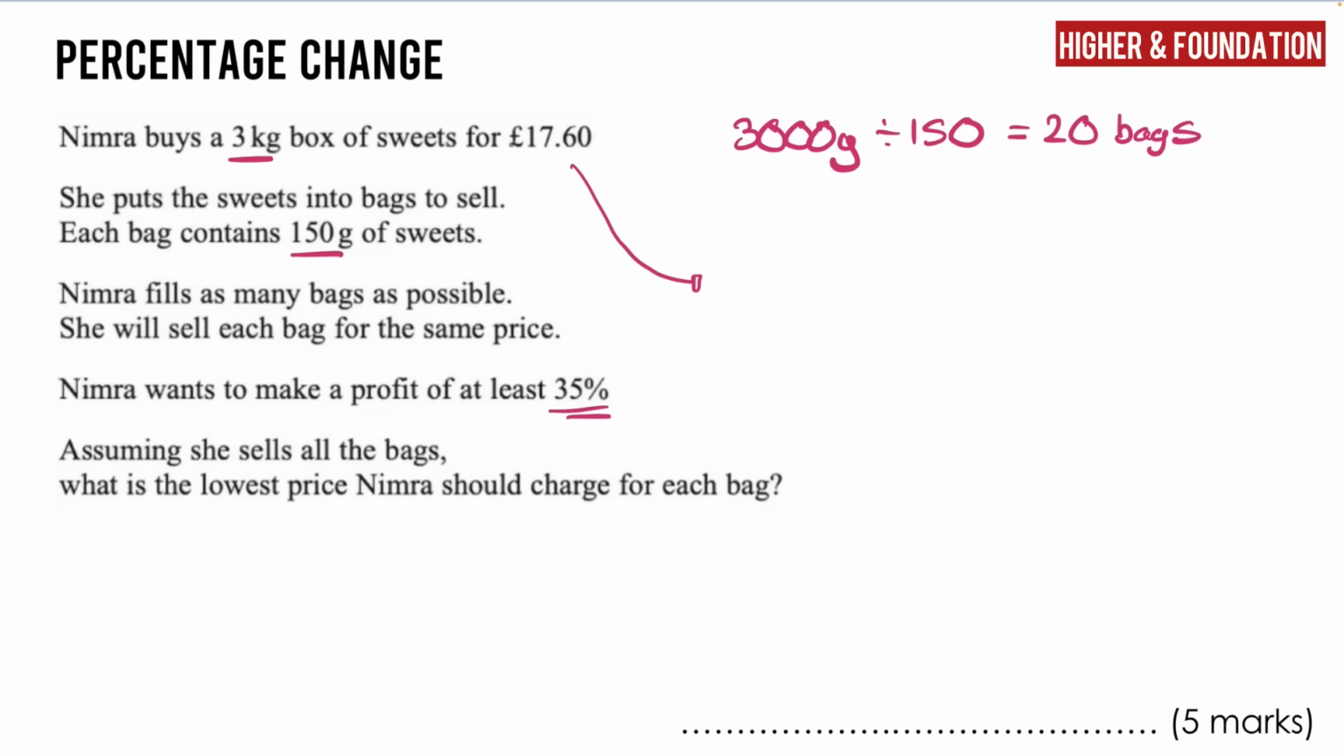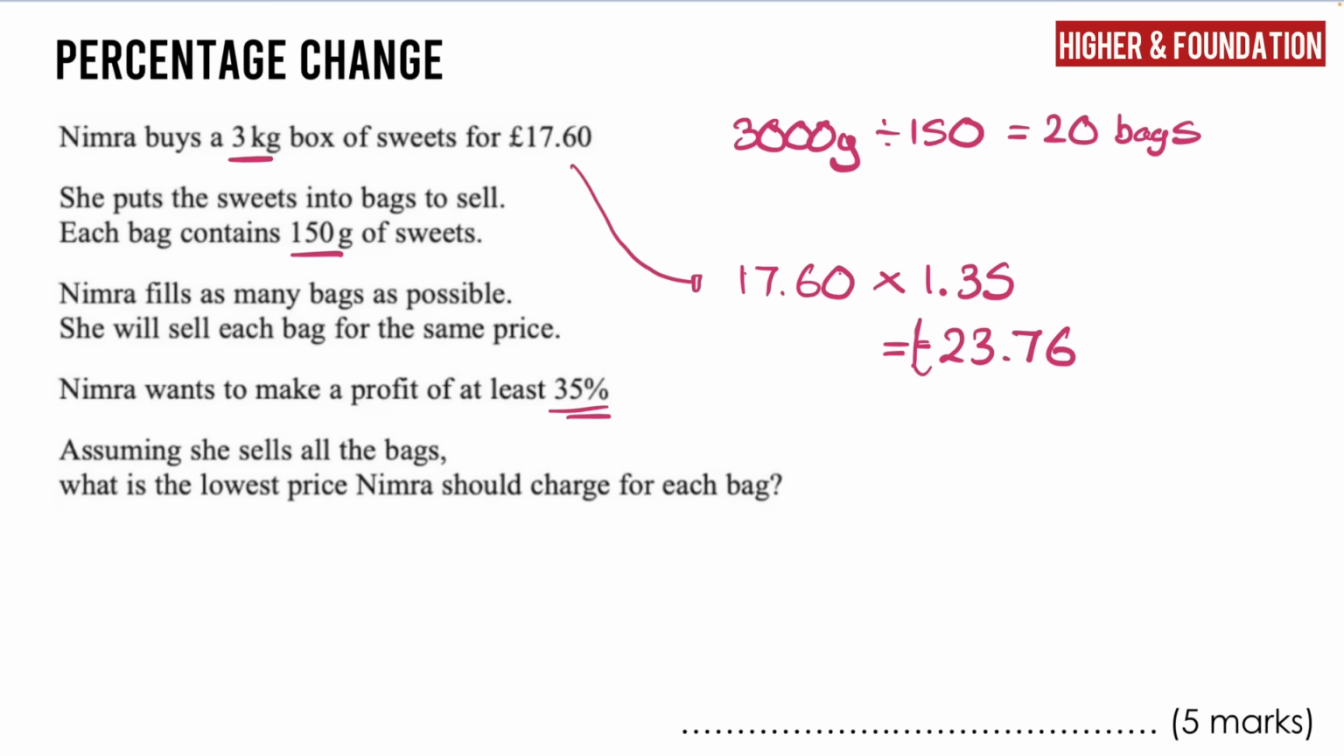So for £17.60, I think the easiest way is just to use a multiplier like we do with compound interest, except we're just going to use a 1 multiplier. So 1.35 for 35%, £17.60 times 1.35, that tells us that she needs to sell all of these sweets for £23.76. That's to make at least 35% profit.